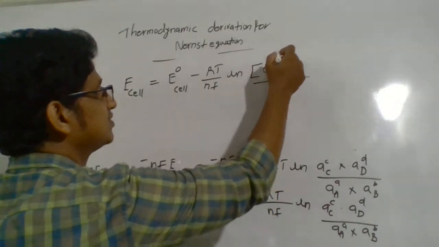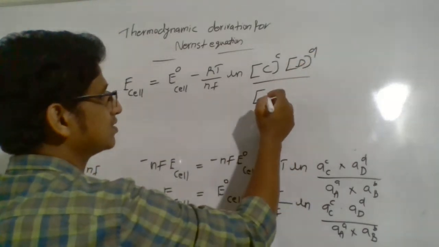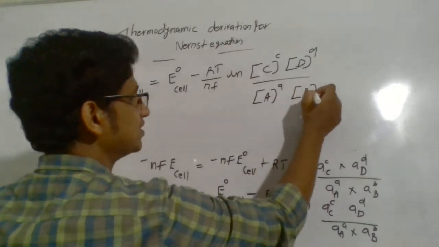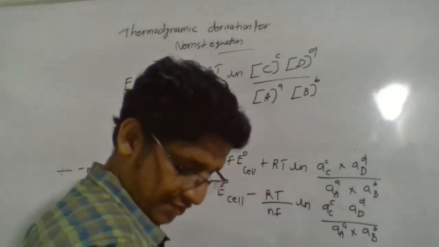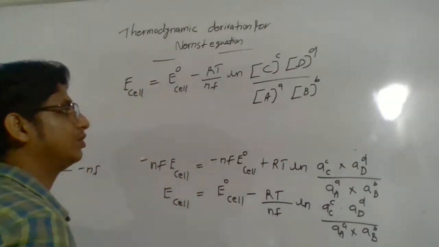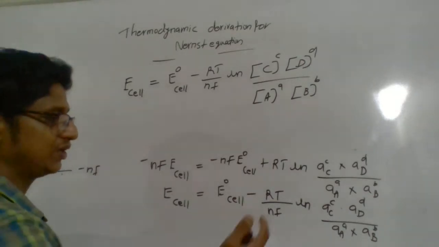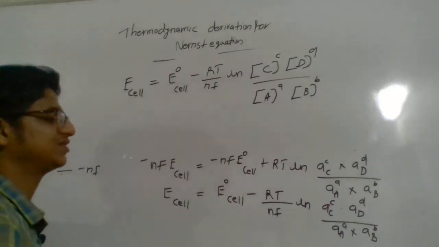Concentration of C raised to c into concentration of D raised to d, divided by concentration of A raised to a into concentration of B raised to b. So now we have reached the term that we are more familiar with. Here you can replace activity by our normal concentration term.